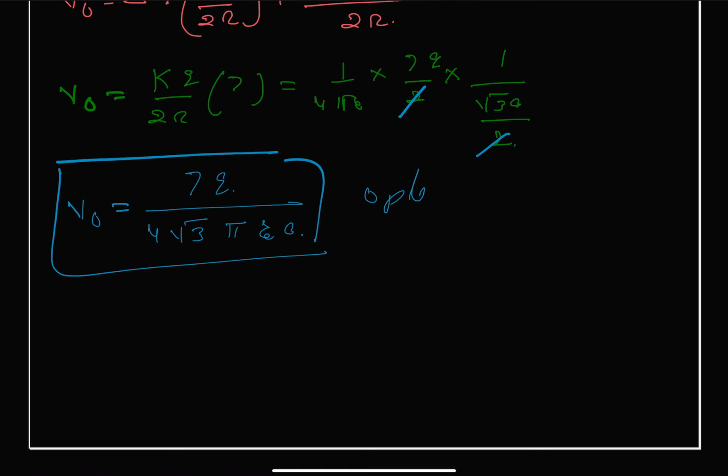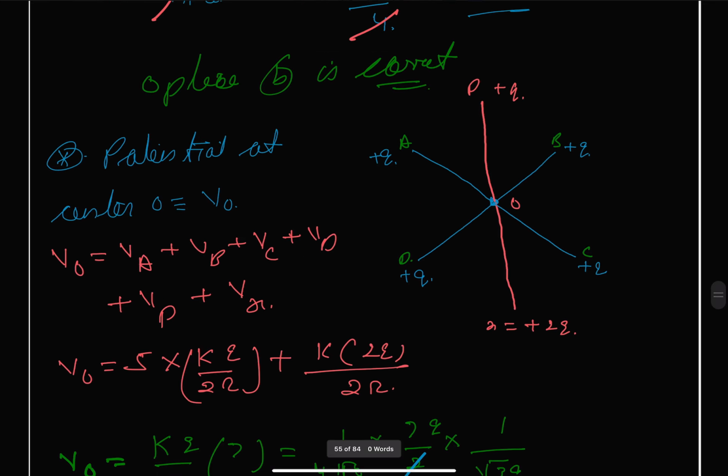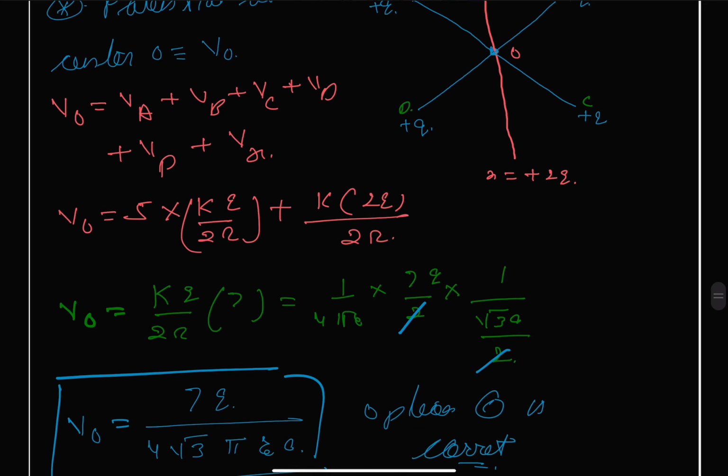Option C is correct. And in the D option, instead of this plus 2q, now the charge is x is equal to minus 3q.